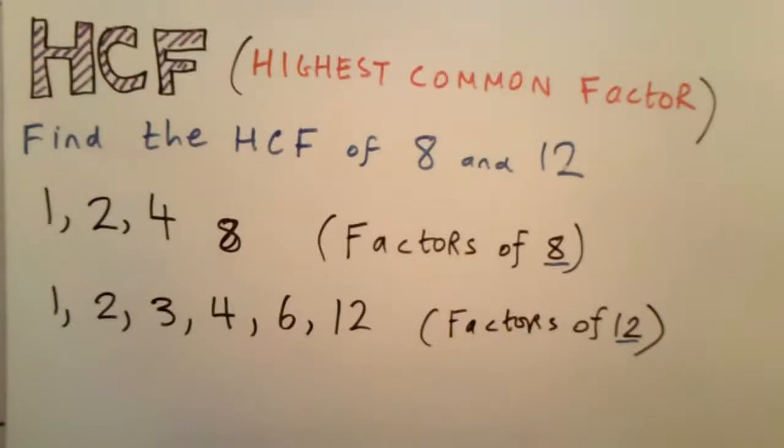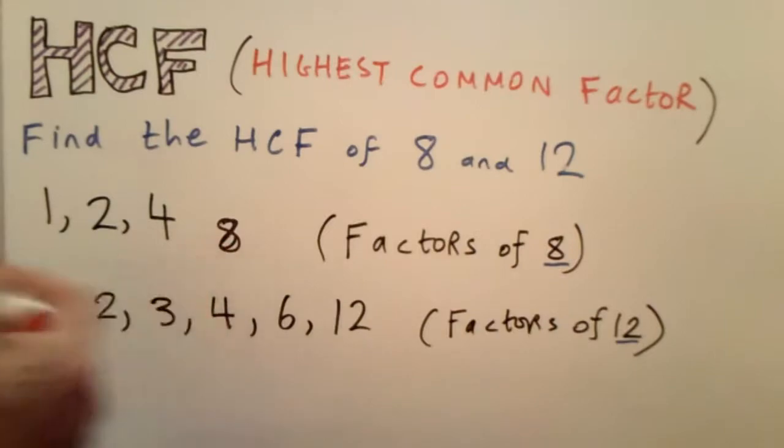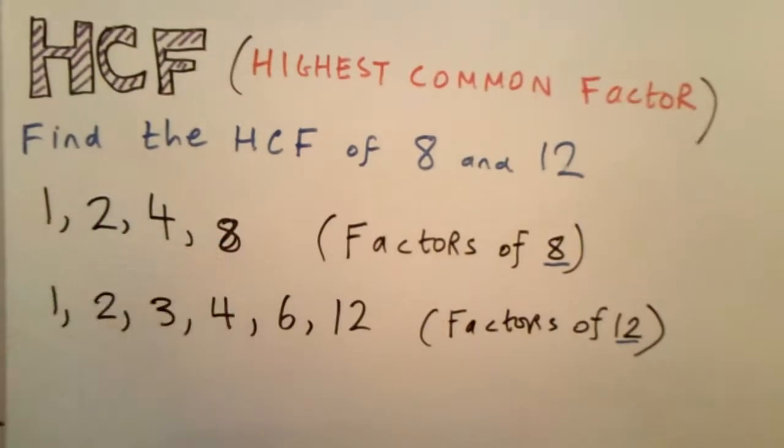Okay, let's move on to the topic of highest common factor between a set of numbers. In this example, we've listed out the factors of 8 and 12. So the factors of 8 are 1, 2, 4 and 8. And the factors of 12 are 1, 2, 3, 4, 6 and 12. If you're unsure about how to find factors of numbers, please refer to my earlier video.